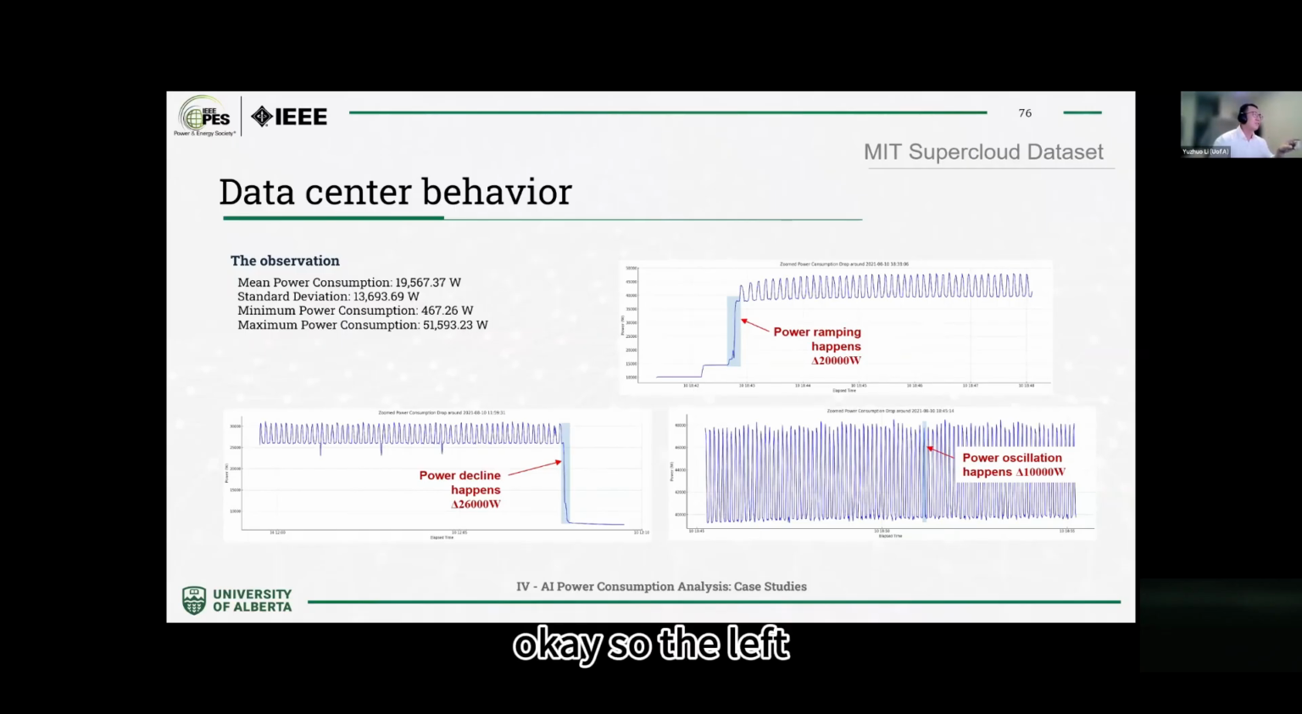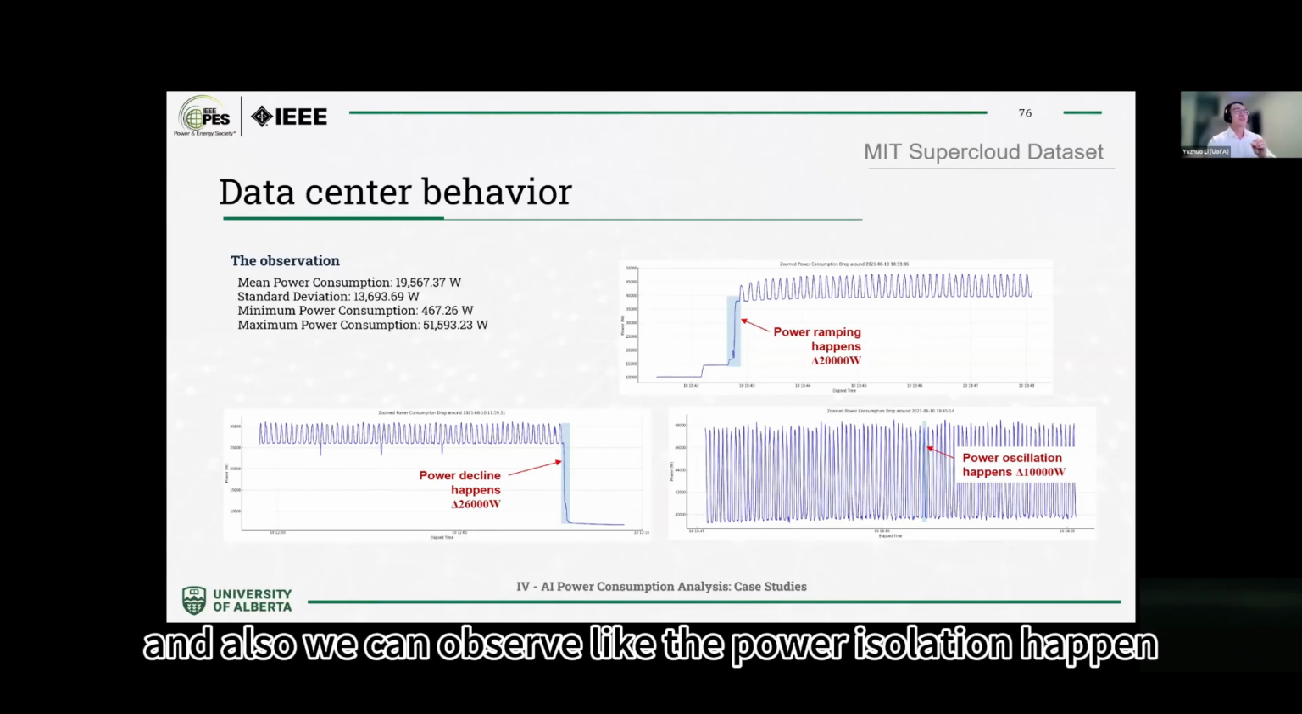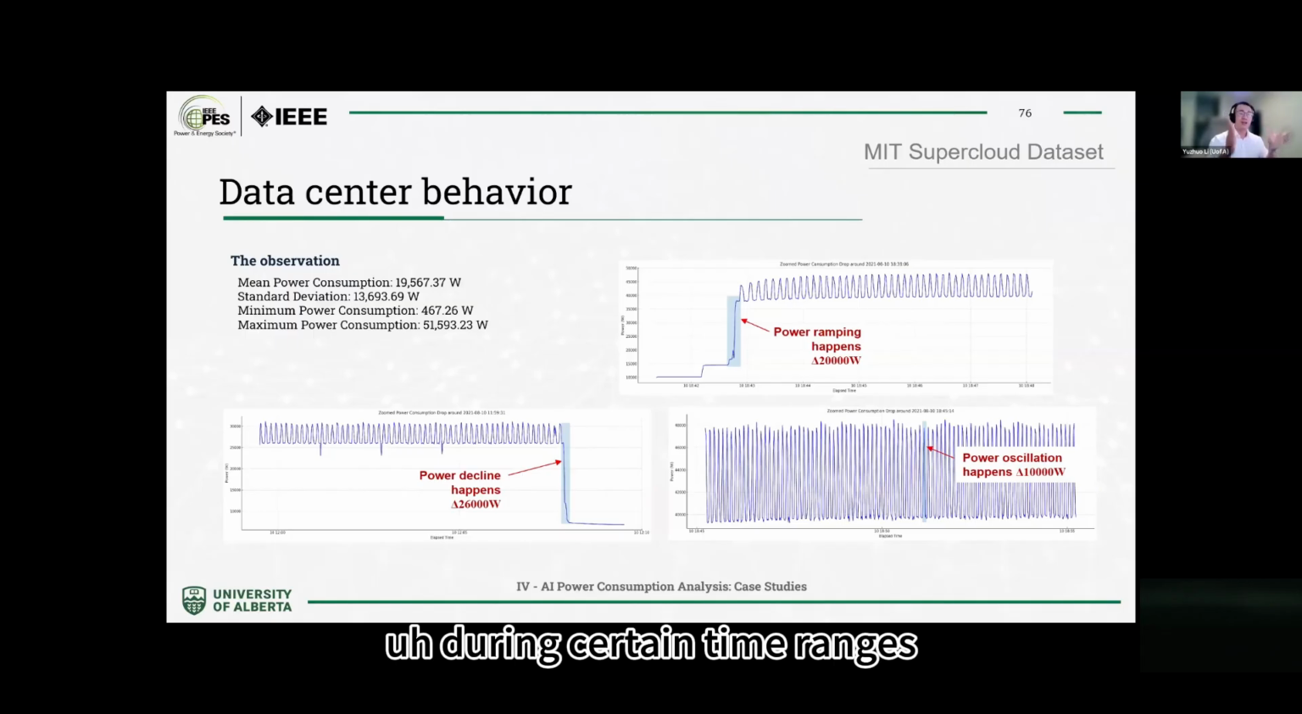Okay, so on the bottom left side, we can also observe some power decline, like 26 kilowatts. And we can also observe power oscillation happening during certain time ranges.